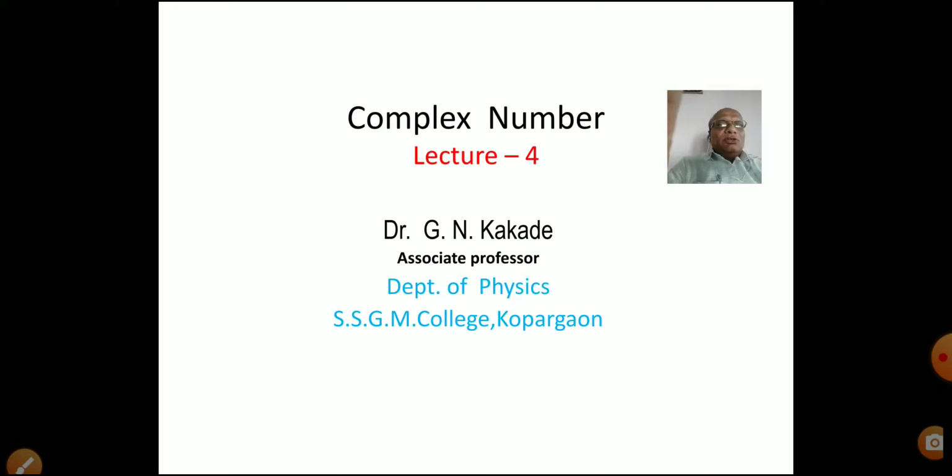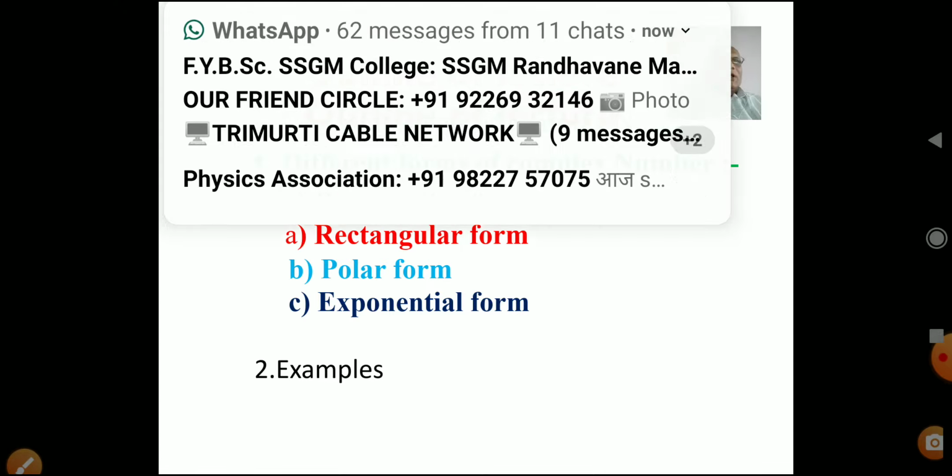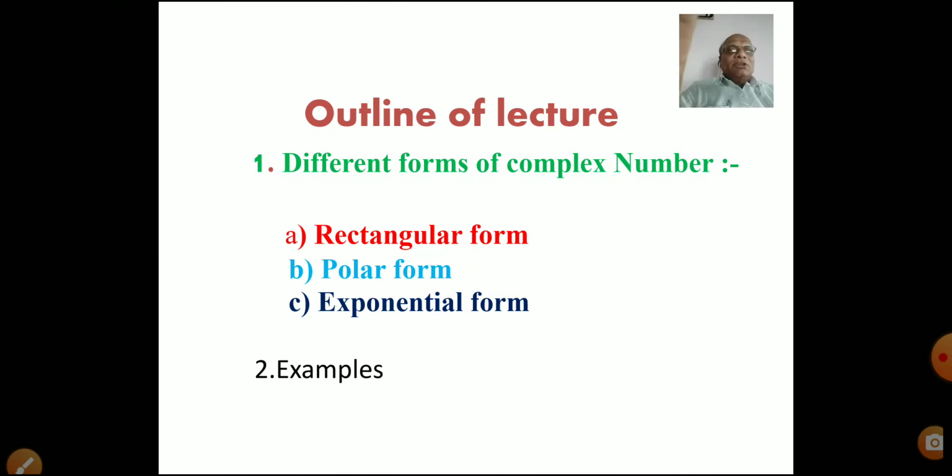Now, on this topic, complex number, this is my fourth lecture, and in this lecture, we are going to study the following points. The first one is different forms of complex number. Complex number has different forms. It may be represented in a rectangular form. The second one is polar form. The third one is exponential form.